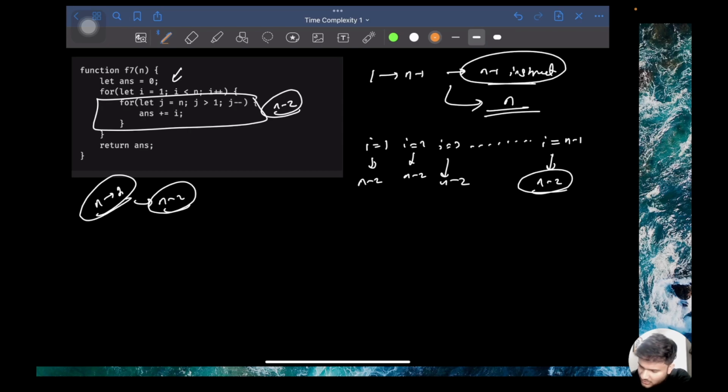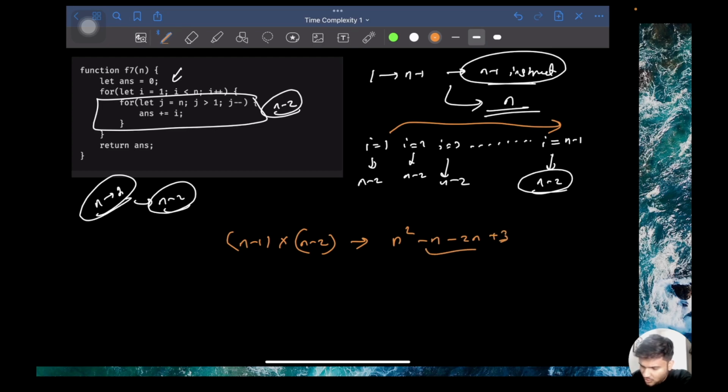The total is what? The outer loop is a total of n minus 1 instructions for i, and in every iteration of i, you do n minus 2 instruction executions for j. This is what? n square minus n minus 2n plus 3. These are all lower degree terms. So the answer is going to be order of n square. That is, the growth rate of this function is equivalent to a quadratic function.